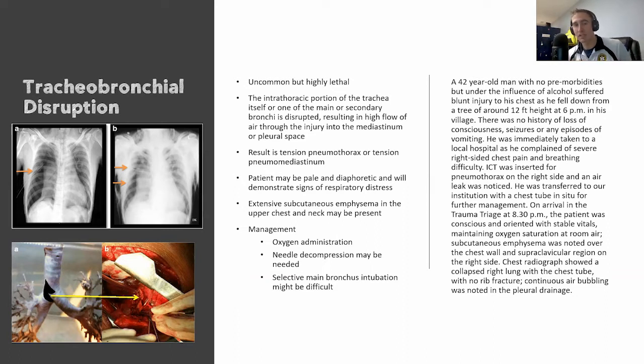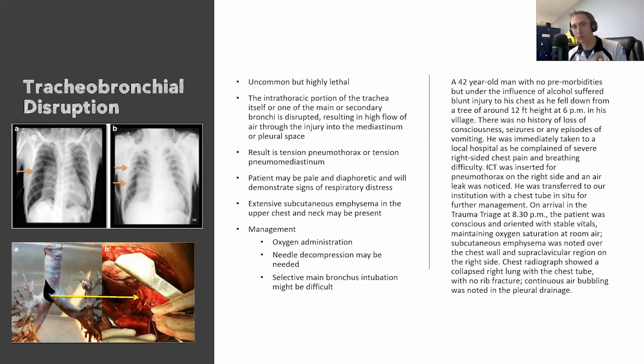How do you treat it? You give them oxygen, you decompress. Another treatment is selective mainstem intubation. You could perform this easily if you, one, knew that they had a tracheobronchial disruption, and two, the disruption occurred on the left side, because then it would be much easier to selectively mainstem intubate the right mainstem with the equipment that we have.